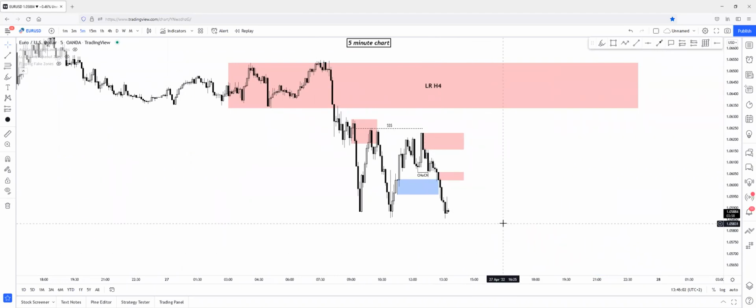We have a plan for the 15-minute sweep. We have a plan for the 15-minute breakout structure. We have a plan for the 15-minute change of character. We have a plan for the 5-minute sweep. We have a plan for a 5-minute change of character. We have a plan for a 5-minute supply tap.